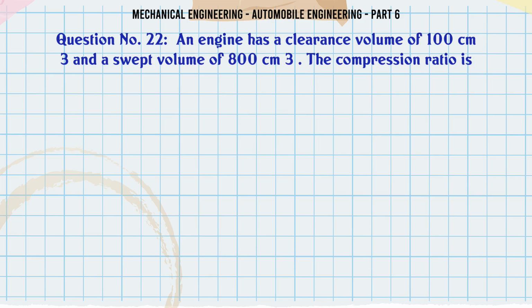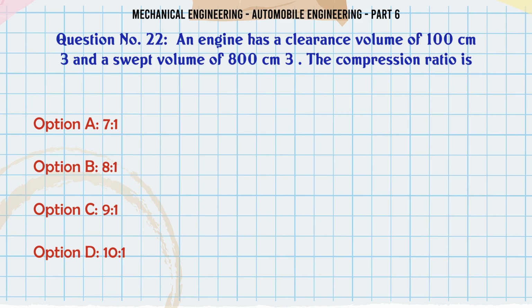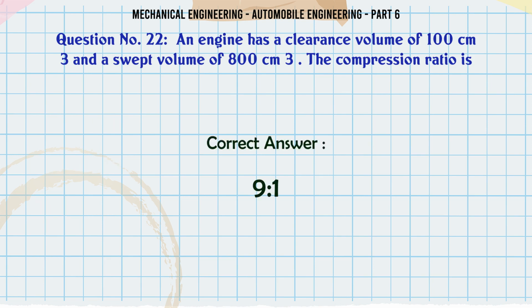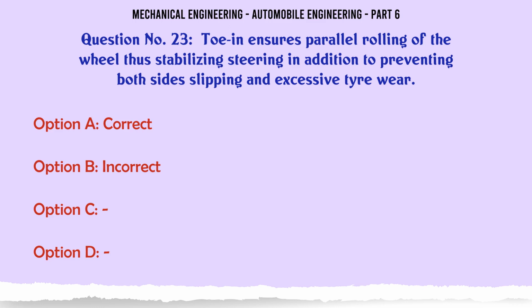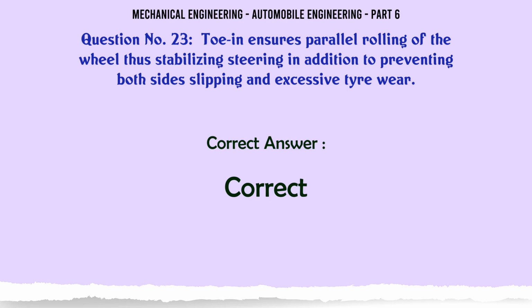An engine has a clearance volume of 100 cm³ and a swept volume of 800 cm³. The compression ratio is: A. 7:1, B. 8:1, C. 9:1, D. 10:1. The correct answer is 9:1. Toe-in ensures parallel rolling of the wheel, thus stabilizing steering in addition to preventing both sides slipping and excessive tire wear. A. correct, B. incorrect. The correct answer is correct.